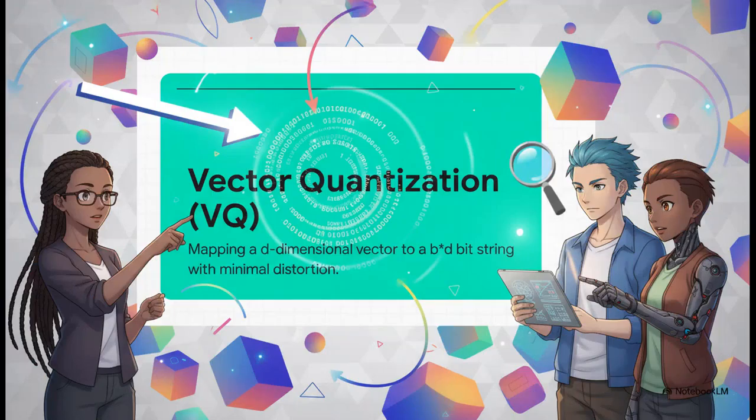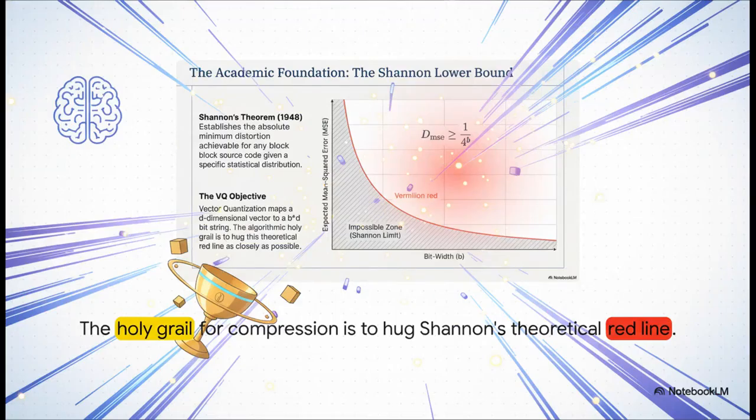The field we're playing in is called vector quantization, or VQ. Now, it sounds complicated, but the core idea is pretty straightforward. You take a high-dimensional vector, just think of it as a point in a space with thousands of dimensions, and your job is to represent it with a much, much smaller string of bits. The whole game is to get the most compression you can with the least amount of error, or what the experts call distortion. And that brings us to this graph.